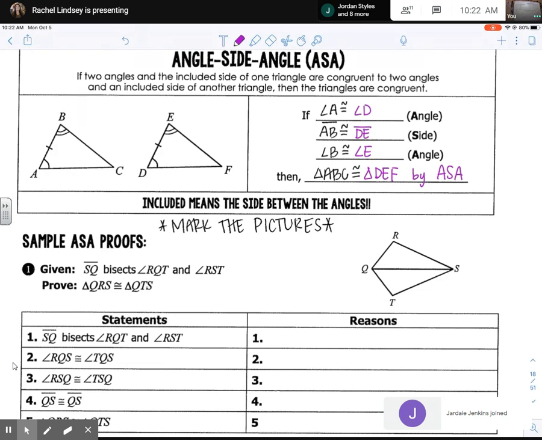Okay, number 1 on page 15 tells me that I'm given SQ bisects angle RQT and angle RST. So how many times do I have a bisector? Twice. Because it bisects two angles, so that means I'm going to have definition of angle bisector 2 times.